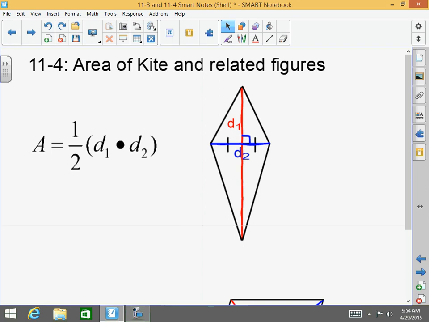Okay? And remember that in a kite, this side will be congruent to this side, and this side will be congruent to that side. Got to remember your kite facts.